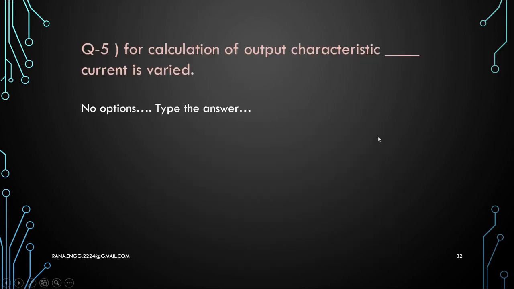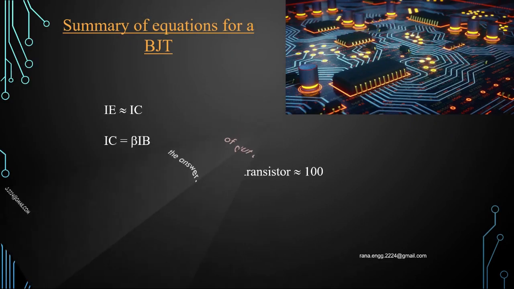So let's have one question here. For calculation of output characteristic, dash current is varied. If it is common emitter configuration, like we have seen in the previous example, which current should vary? There are no options, you have to write the answer. For reference I can say IC, IB or IE. Yes, the answer is IB in our example discussed previously.